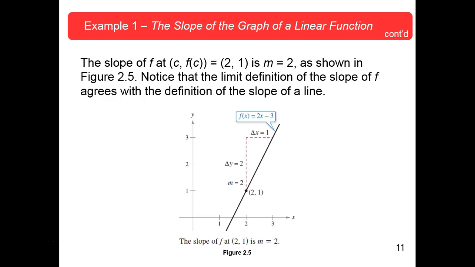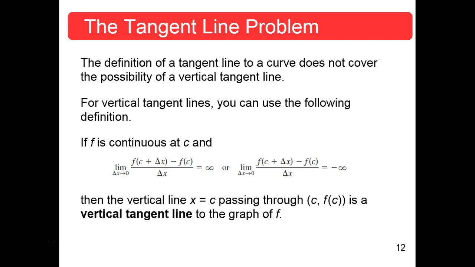Okay? Notice that the limit definition of slope of f agrees with the definition of the slope of a line. And that's a line. The slope is 2. Okay? So, yeah, that one's pretty obvious. The tangent line here is the line itself, because that's a line. It's not a curve, it's a line. So the tangent line is the line. Okay. Your change of y, delta y was 2. Change of x, 1. 2 over 1 is 2. The slope is 2. Every way you want to calculate it. All right.